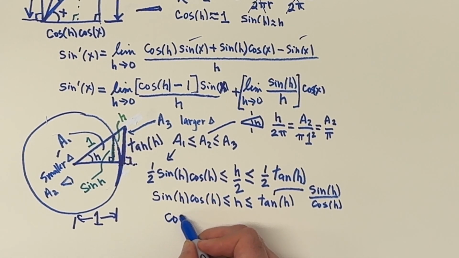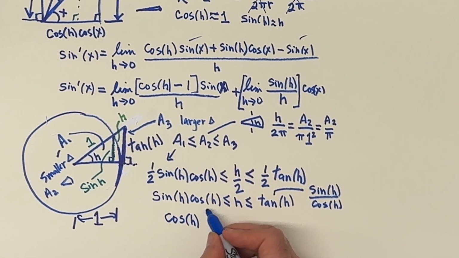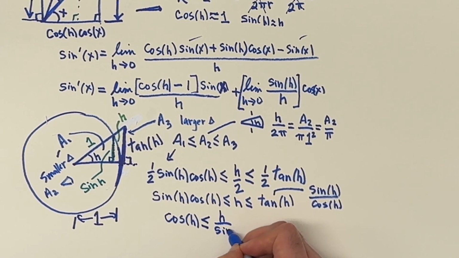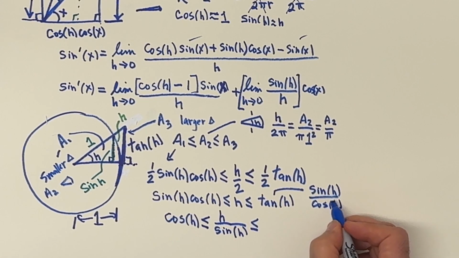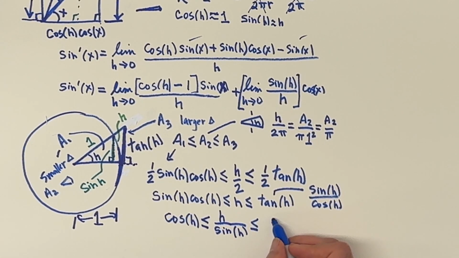So that is the cosine. When I say signs, I mean these inequalities. So cosine of h is less than or equal to h over the sine of h, less than or equal to, and then here, if I divide by the sine of h, we're just going to have the cosine of h.